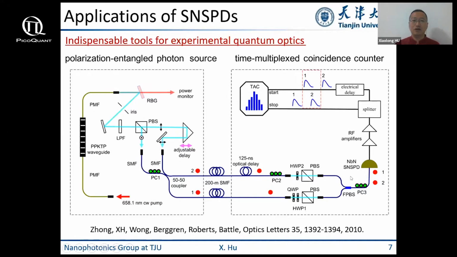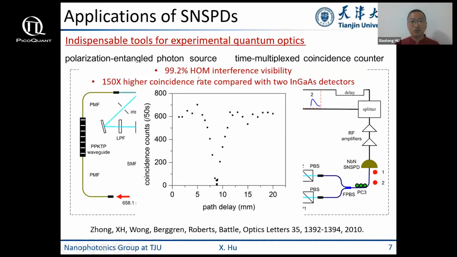But as a result, we got 99.2% Hong-Ou-Mandel interference visibility, and a 150 times higher coincidence rate compared with using two InGaAs detectors. So this experiment, done 10 years ago, really shows the power of SNSPDs.